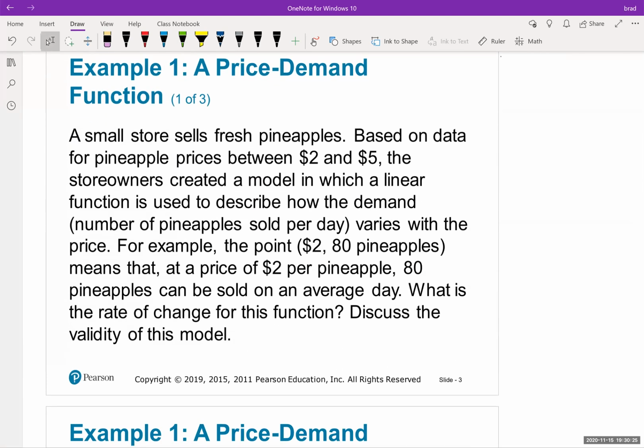So it says a small store sells fresh pineapples based on data for pineapple prices between $2 and $5. The store owners created a model in which a linear function is used to describe how demand, number of pineapples sold per day, varies with the price. So they're basically trying to give us a way to find out what's the best price to sell pineapples for. So it says, for example, the point (2, 80) represents at a price of $2 per pineapple, 80 pineapples can be sold on an average day. What is the rate of change for this function? Discuss the validity of the model.